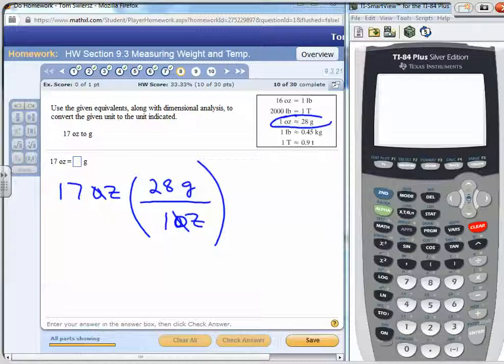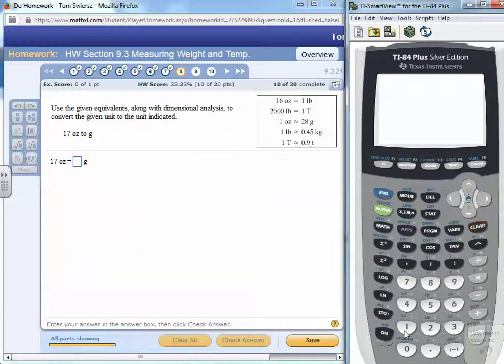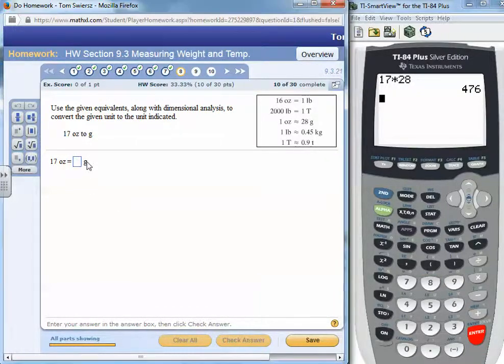The number 28 grams, the number that's not 1, is in the numerator, so we know we're going to multiply. So 17 times 28, the ounces will cancel and we'll get our answer in terms of grams. We multiply the given 17 ounces by 28 grams per ounce. So we get 476 grams.